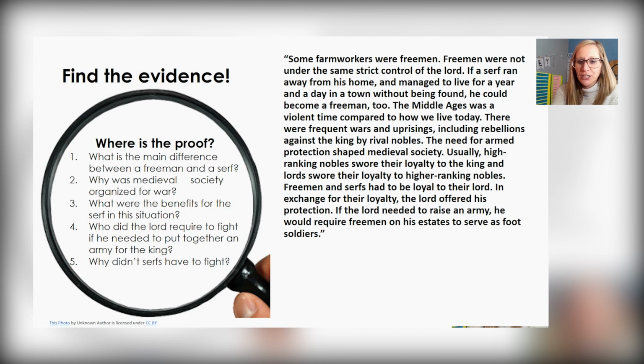I can see here, I'm going to pick up my highlighter, it says that freemen were not under the same strict control of the lord. So that's really the main difference. Serfs had more regulations than freemen did.